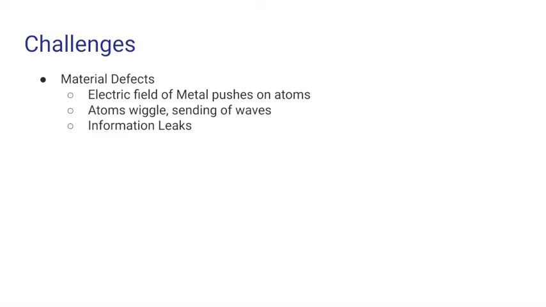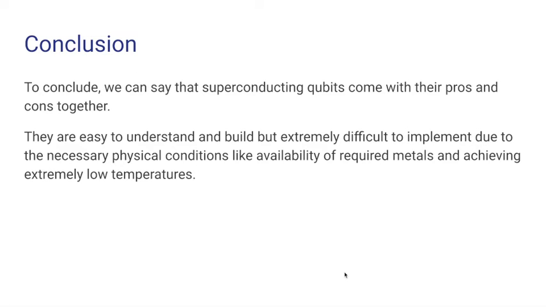For instance, information leaks happen due to physical noise factors such as thermal energy. If the temperature of the surroundings goes a little bit above the required level, all the information might get immediately lost due to thermal noise. Superconducting qubits come with their own pros and cons. They are easy to understand and build, but extremely difficult to implement due to the necessary physical conditions like availability of required metals and achieving extremely low temperatures.